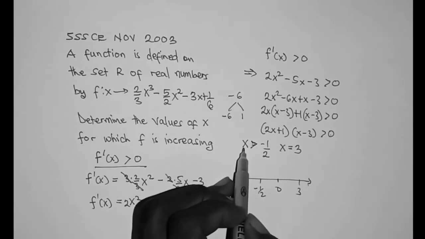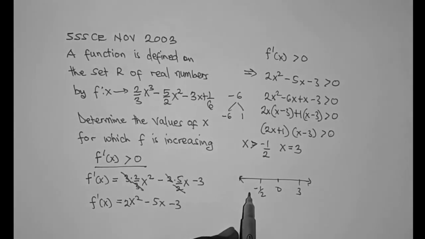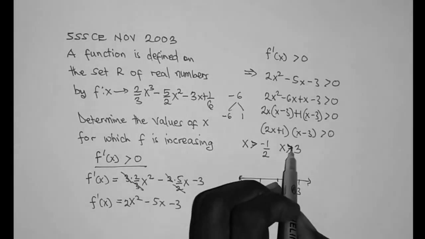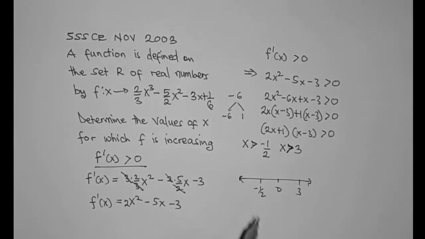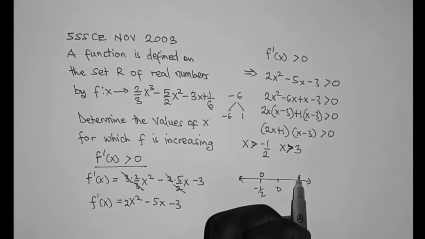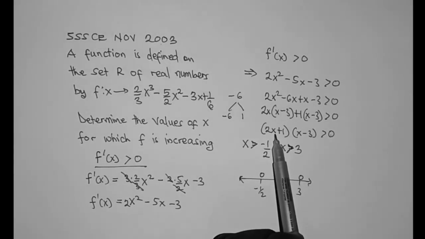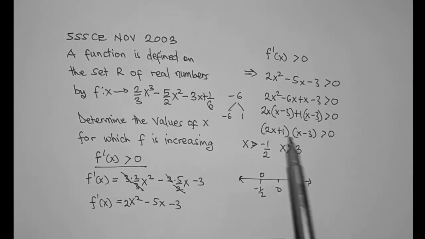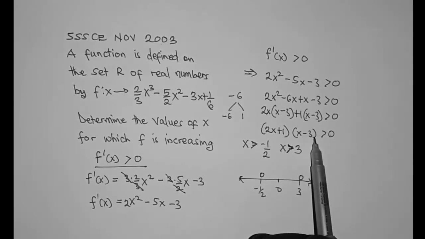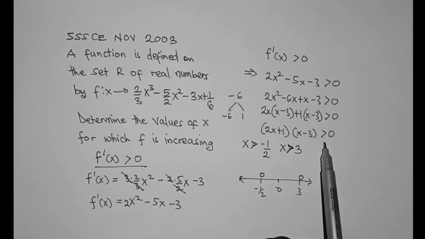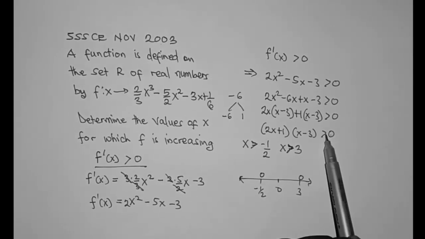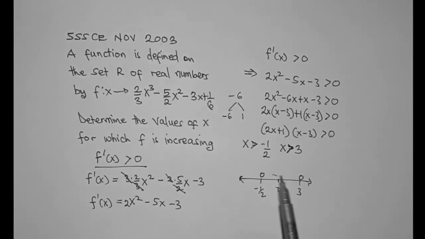It is not equal to. x is greater than minus 1 over 2 and x is greater than 3. So since it is greater than, then we need to use open circles. So let's test this region. Let's pick a value between minus 1 over 2 and 3. Let's assume 0. 2 times 0 is 0. 0 plus 1 is 1. 0 minus 3 is minus 3. 1 times minus 3 is equal to minus 3. But minus 3 is not greater than 0. And therefore this region is not part of the solution.